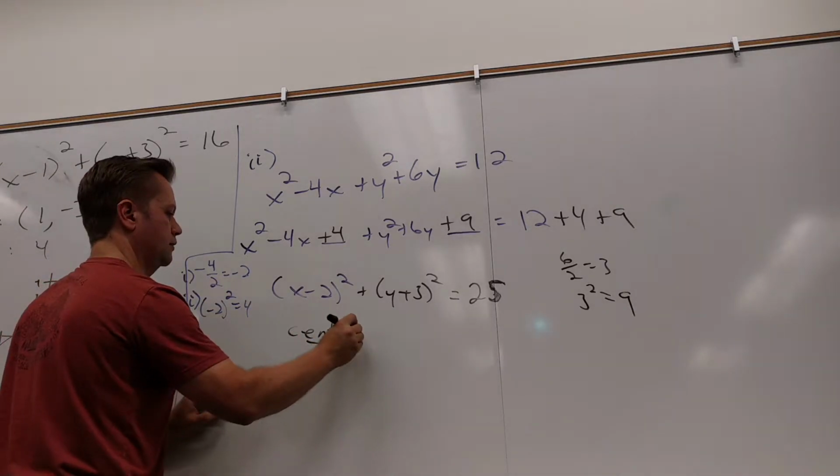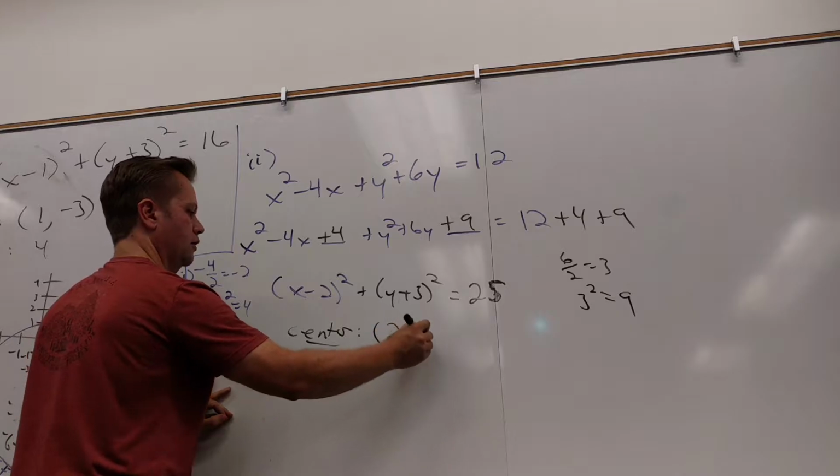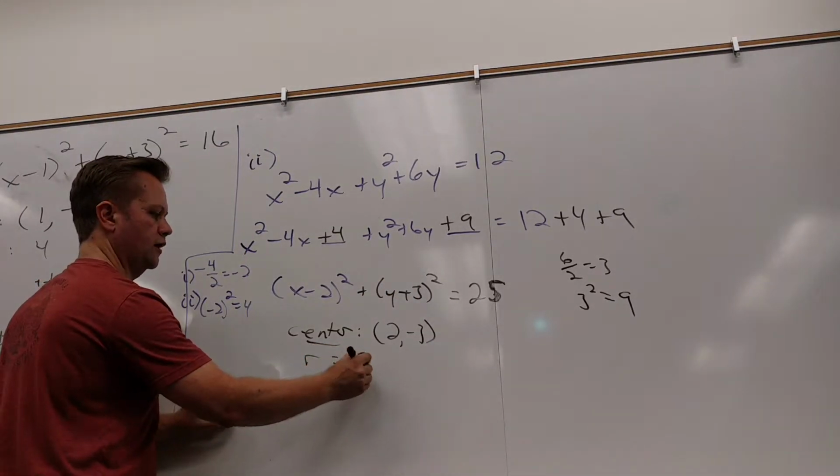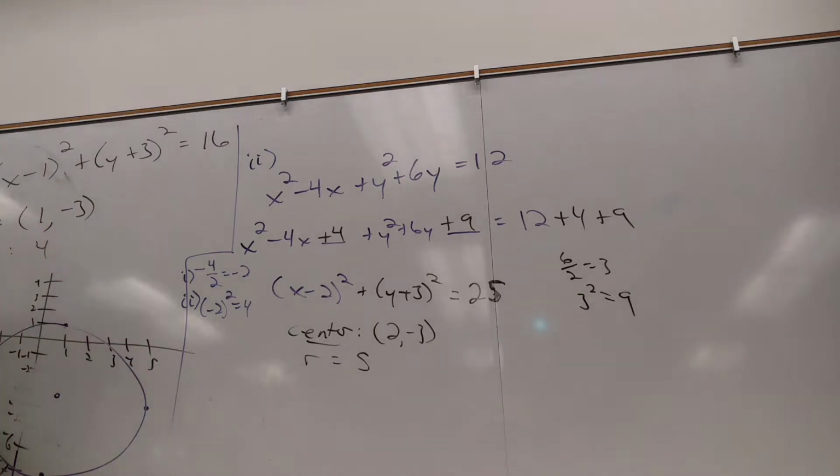So center is? 2, negative 3. And the radius is? 5. So you do the center, 2, negative 3, and you go 5 out, 5 out. Obviously, I'm not going to do it, but it's pretty easy. Once you know where the center is and the radius, you just count the radius away from the center and then connect them up, you're done. It should be easy. Circles are easy.